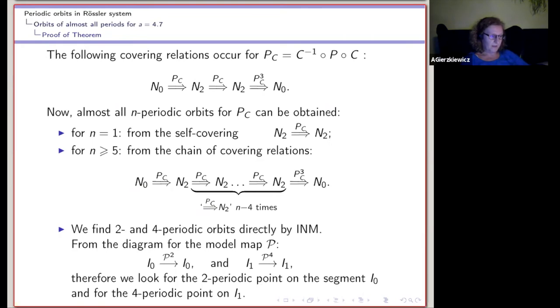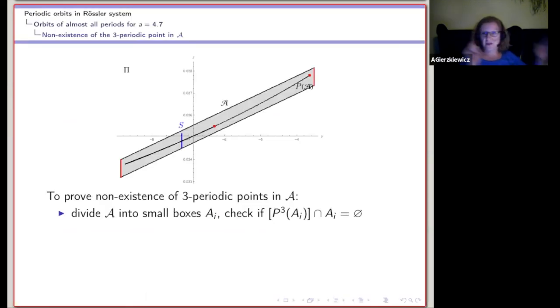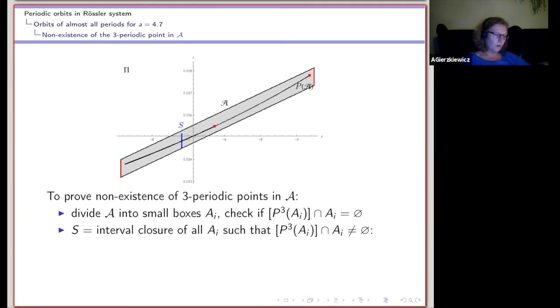Okay, the last thing that we wanted to do is to prove non-existence of a three-periodic point in the set A, and it can be quite easily done also by interval Newton method. We just divide the whole set A into small boxes, and for each box we calculate the image through the third iterate of the Poincaré map and check whether it has a non-empty intersection with the small box. If it has an empty intersection, we can of course go further, and we gather all such small boxes that have a non-empty intersection with themselves. And these are the only sets that can contain any three periodic points. We call it S, and it's depicted on the picture here, right?